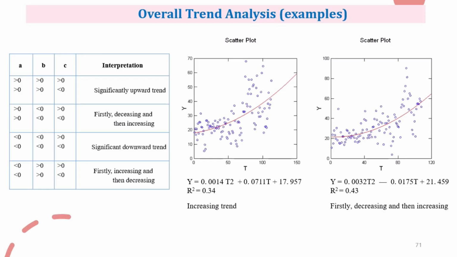In plot B, we analyze the relationship between pollutant concentration Y and time T. Here, the regression coefficients indicate A, which is constant, is positive, showing a general increase. B is negative, suggesting an initial decrease in concentration. C is positive, indicating a later rise in concentration. This pattern aligns with the dataset where pollution level initially drops before increasing.